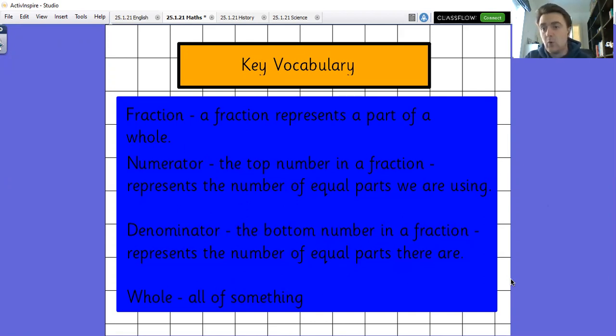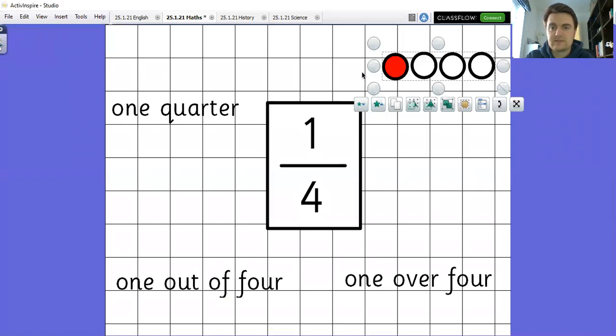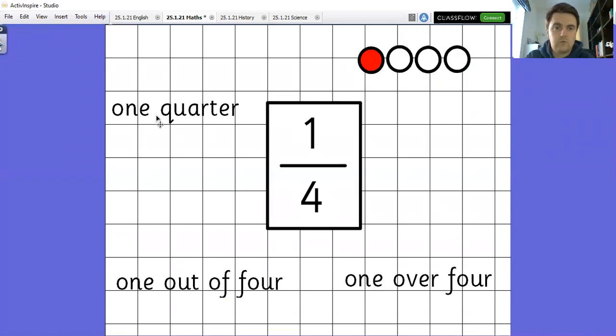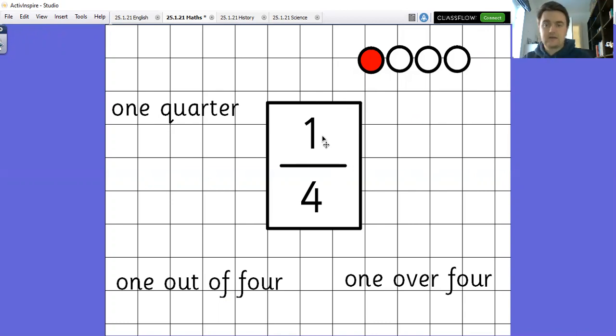The whole is all of something. And we'll have a look at that again later on in the week when we talk about fractions that are larger than 1. So here are some examples of fractions. All of these are the same fraction, just shown in different ways. So we've got 1/4, 1 out of 4, 1/4. We've got 4 red dots, 4 dots, and 1 of them is red. So 1 out of the 4 dots is red, and we've got it written as your good old-fashioned classic fraction.